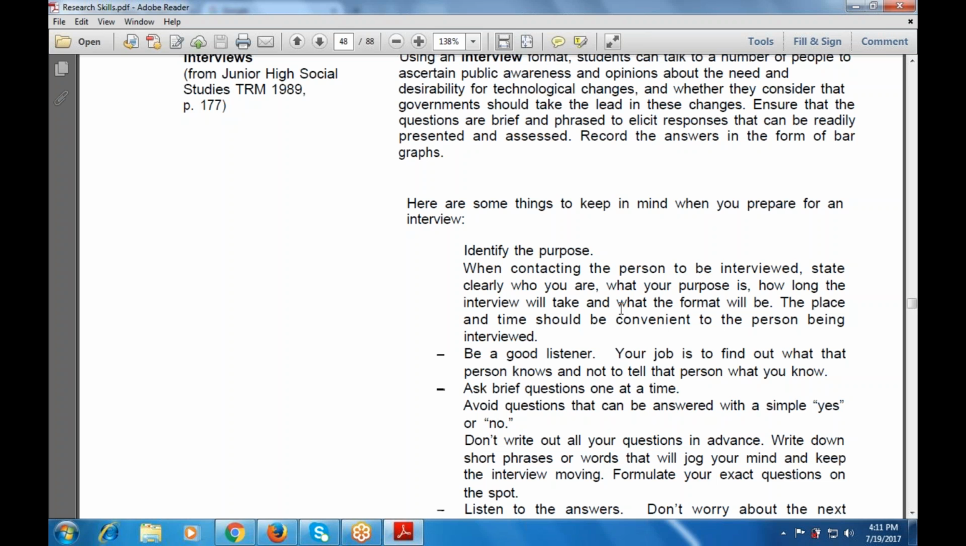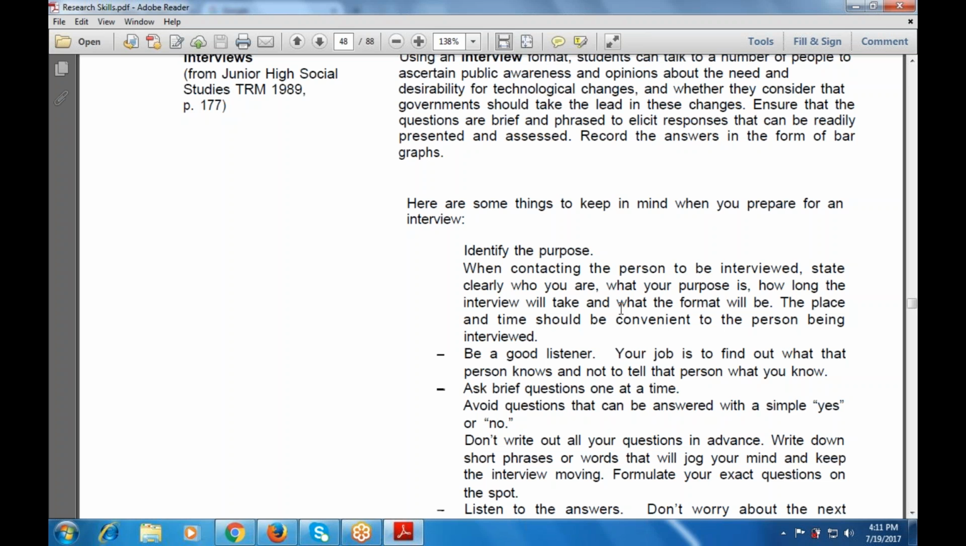The next thing you keep in mind is to be a good listener. First, you have to listen to the question, then you have to reply. Not that I say tell me about your introduction and you just start: my name is this, this, this. No, but listen. Tell me about your introduction regarding your profile, regarding your name. So be a good listener in that case. Your main task is to find out what that person knows and not to tell that person what you know.